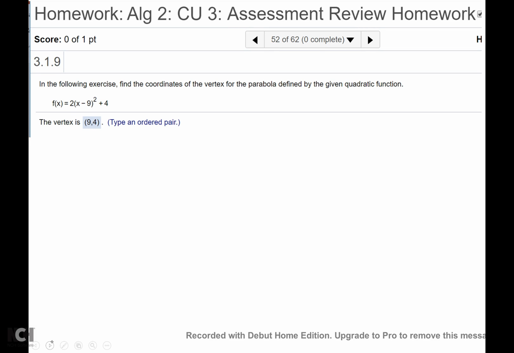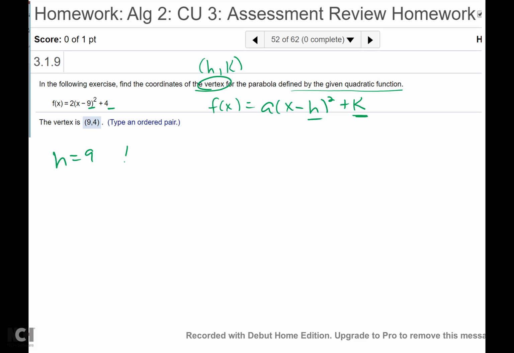Okay, in the following exercise, find the coordinates of the vertex for the parabola defined by the given quadratic function. When you are in this form, you can see your vertex because it is at (h, k). So in this case, h is 9, k is 4, and my vertex is (h, k).